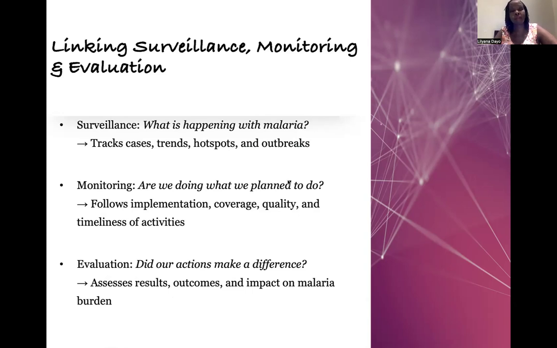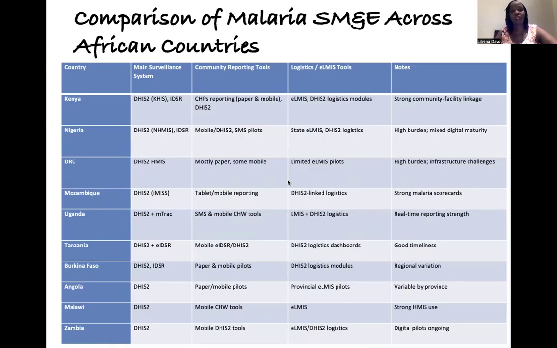So the table on the screen compares different surveillance and monitoring and evaluation in different African countries. For instance, in Kenya, the main surveillance system is the KHIS2, previously referred to as the DHIS2. We also have the IDSR. At the community levels, we have the CHPs reporting either on paper, but there's a lot of advocacy to transit onto digital platforms. We also have the electronic logistic management information system. And generally, we have a strong community facility linkage with regards to data management.